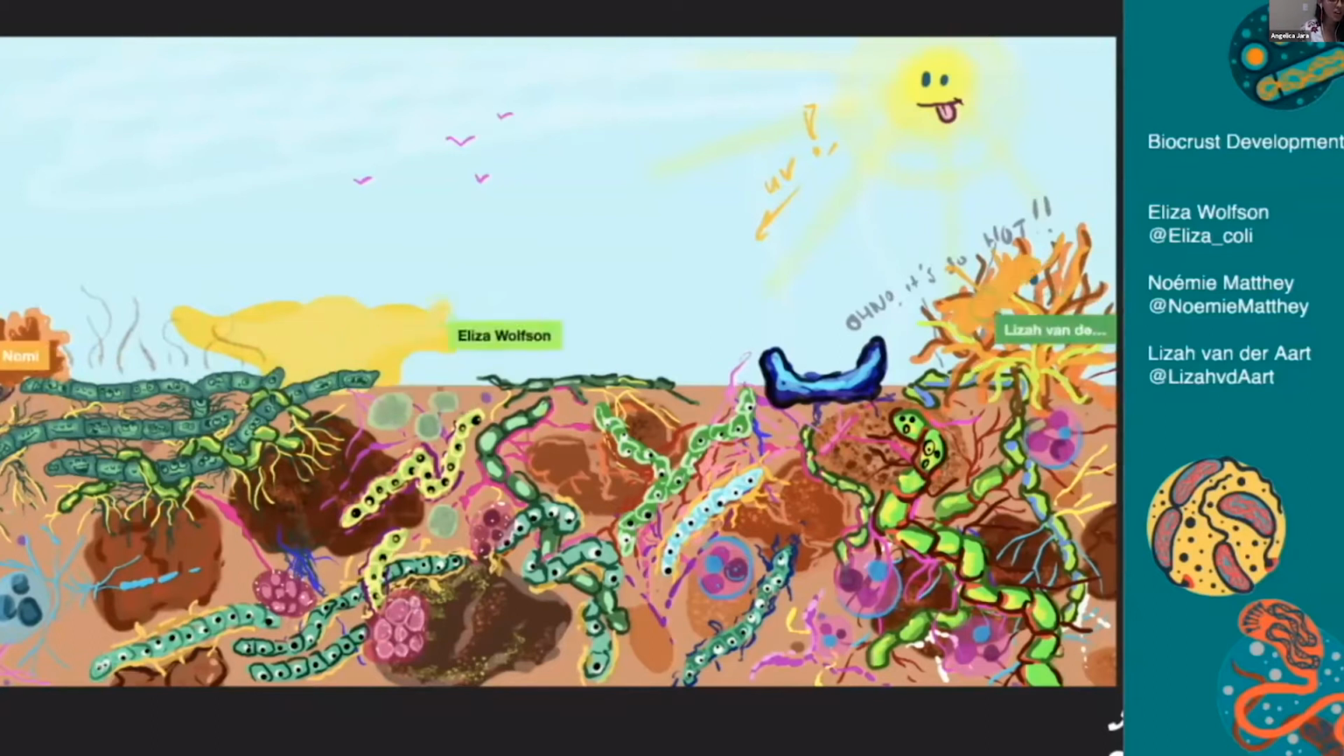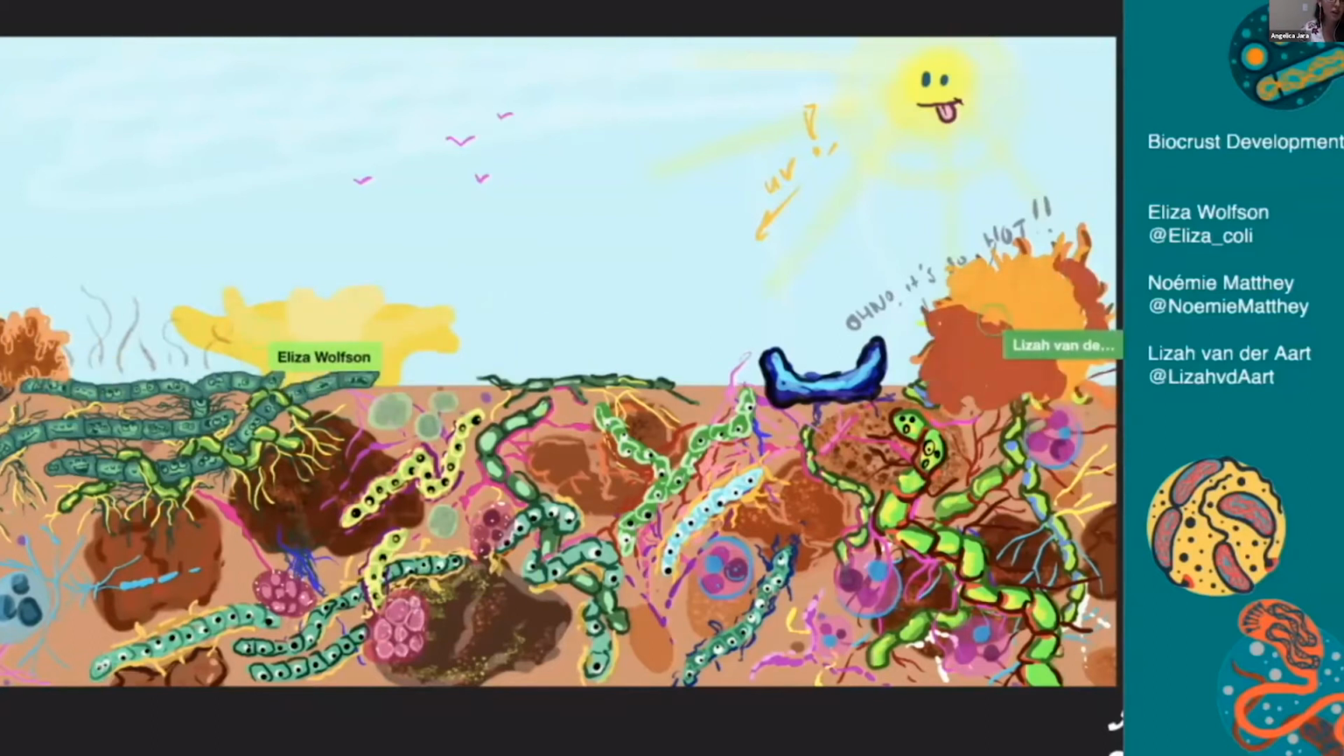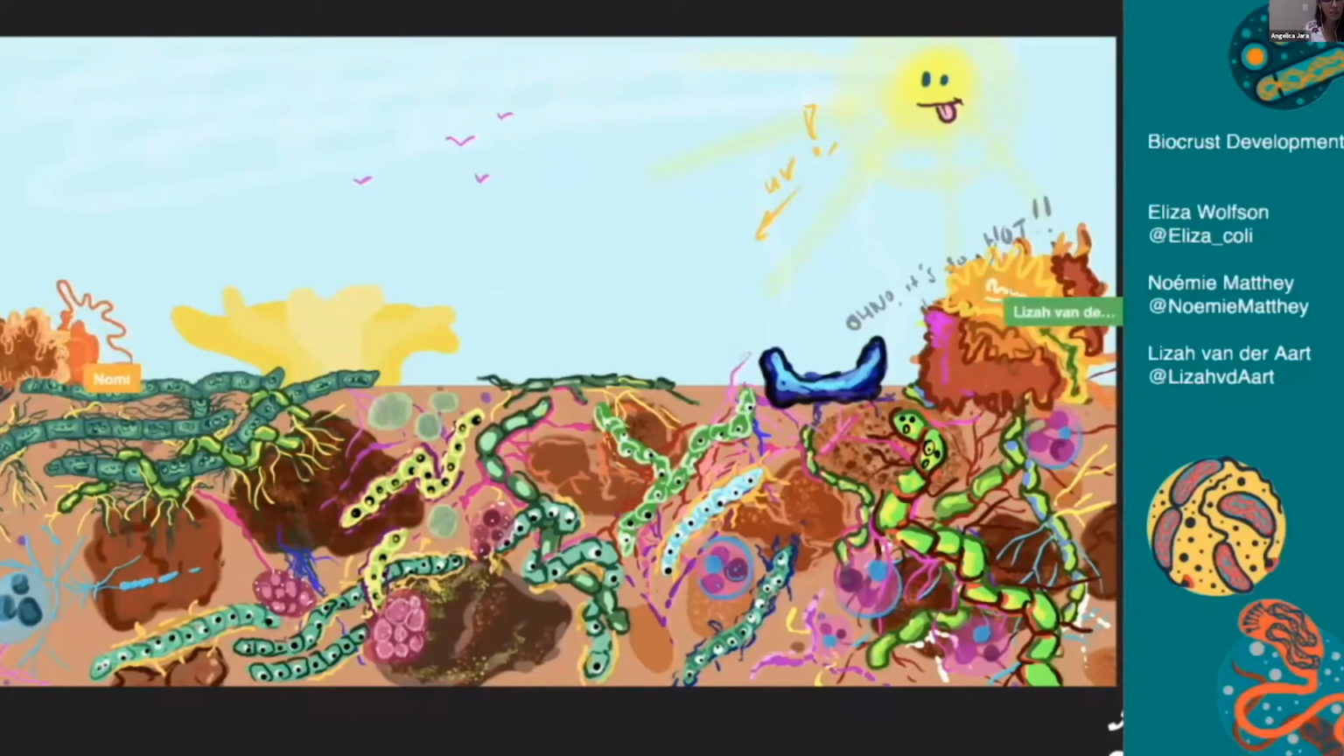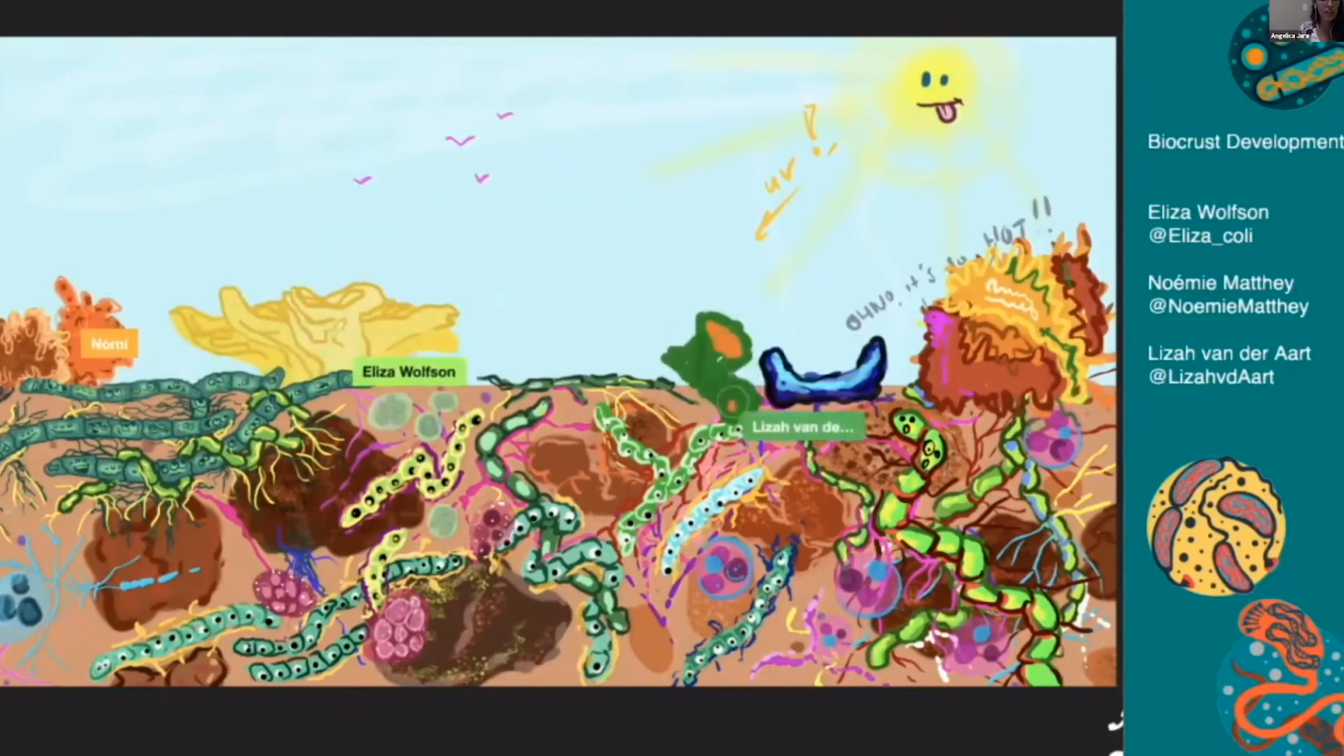And all of these are really important in the biocrust formation because they produce different compounds such as vitamins or antibiotics that help the biocrust grow. And also they allow the biocrust to defend itself from different pathogens that may arrive from the surrounding soil in the desert or in any other ecosystem.